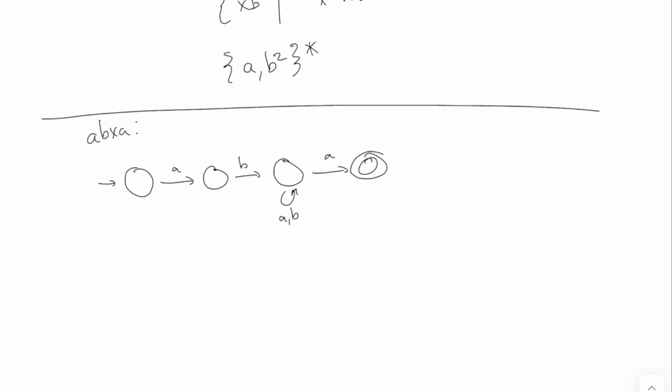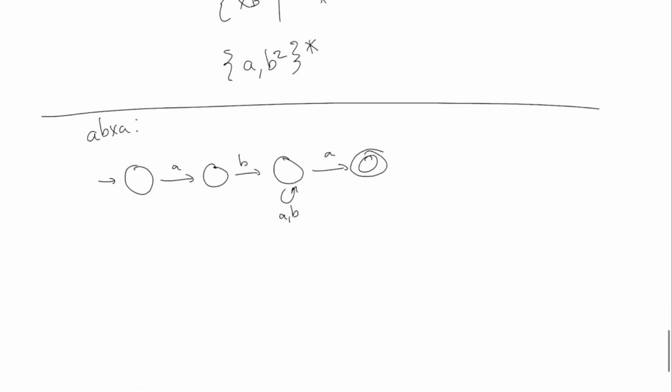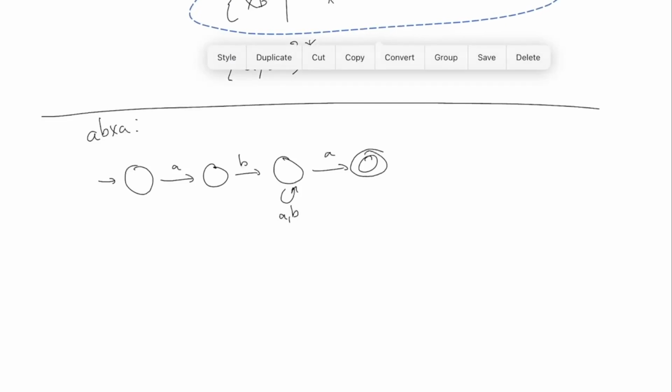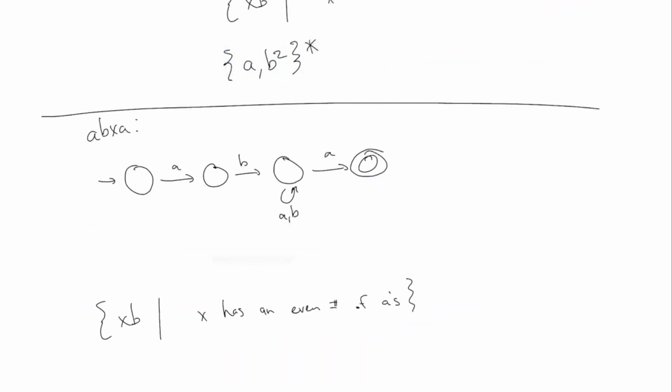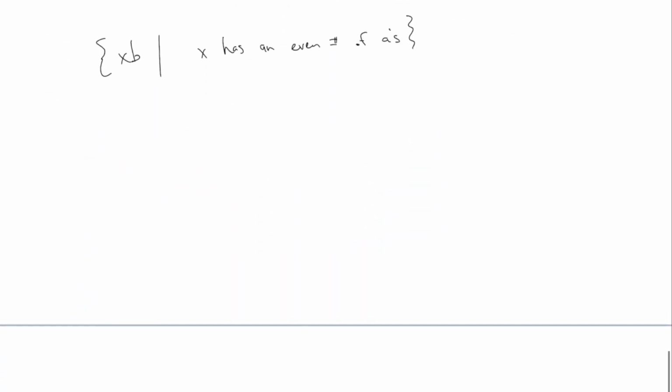All right, the next one, XB, where X has an even number of A's. I will just bring this down here. Now this question, after I wrote it, some people decided this was somewhat ambiguous. I didn't say, what is X? X has an even number of A's. What I meant by that is X could also have B's in it, but the number of A's in X is even. But it also maybe has some B's in it.